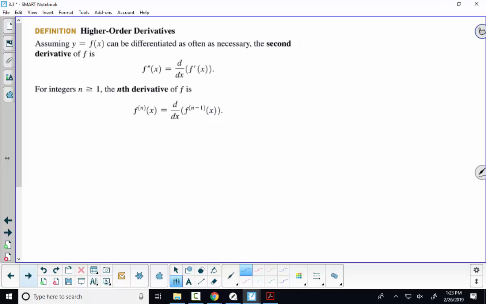Primarily, for us in this class, it's only up to a second derivative that we're concerned with, because second derivative of position gives us acceleration, as we'll see later, and second derivative is also used in chapter 4 to determine a specific thing about a given function.